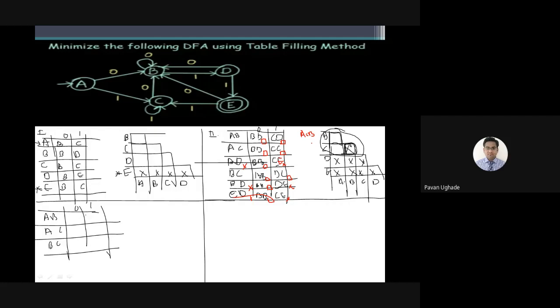AB over 0, what was the entry? AB over 0 is BB. AB over 1, CD. AC over 0 is BB. AC over 1 is CC. BC over 0 is BB. And BC over 1 is DC.